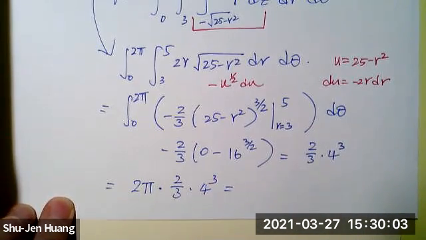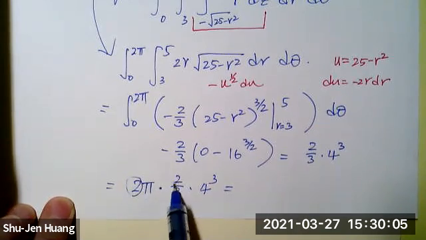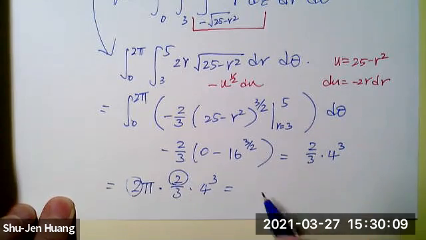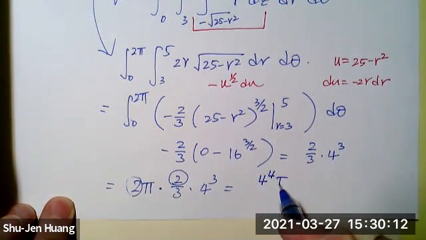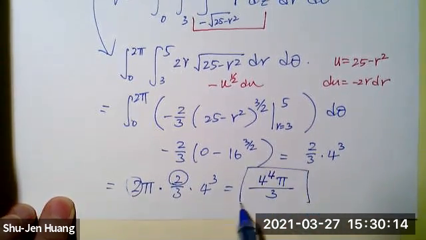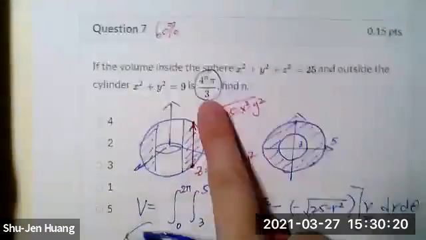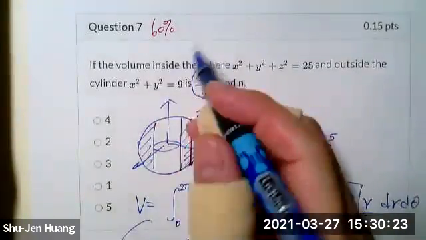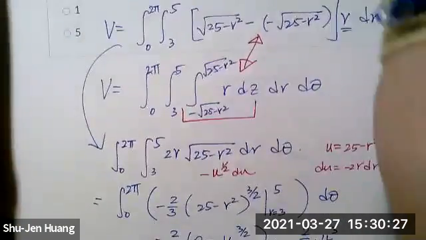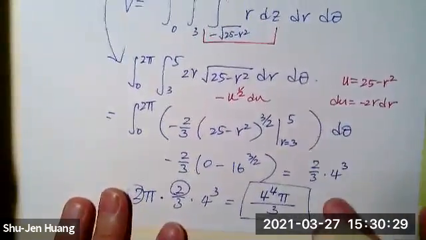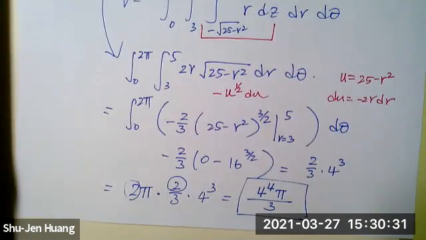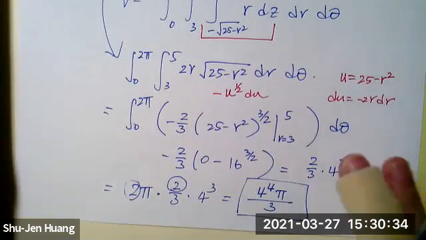So together here, we can see there's another 4 here. Do you see that? There's another factor of 4. So together we have 4 to the power 4 times pi over 3. So that's the final answer: 4 to the power 4 pi over 3. Therefore, in this case, n equal to 4. Is that good? This is the final answer here after we evaluate. So this is question 7.